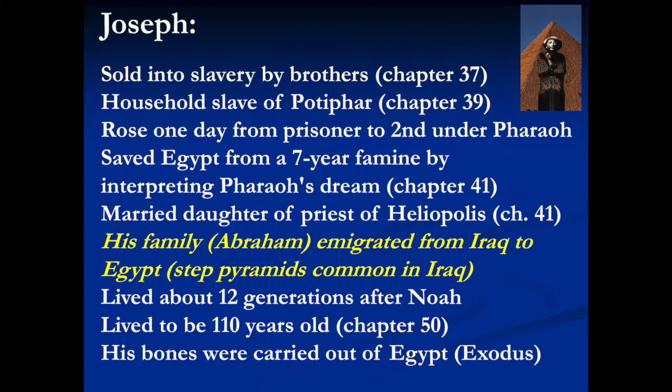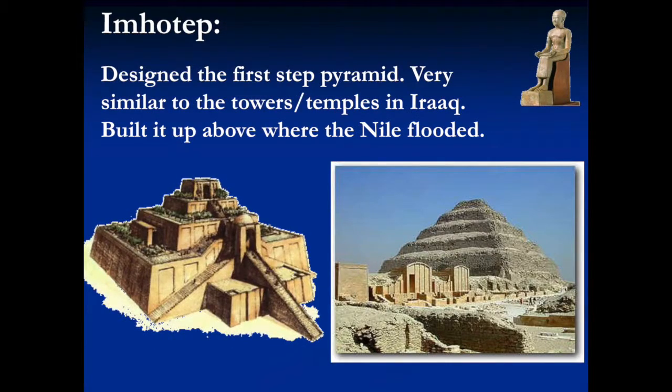Next slide. His family, Abraham, emigrated from Iraq to Egypt. And of course, the step pyramids were all over the place in Iraq. Next slide. Imhotep, I said Imhotep, I meant Joseph, right? I get confused here. Designed the first step pyramid, very similar to the towers and temples in Iraq. They look like this. Here's the first step pyramid, the one designed by Imhotep for Joseph. Do you see any similarity there? So nobody's ever built a pyramid before, and for some reason they look just like the Iraqi ziggurats made out of fire brick and slime.